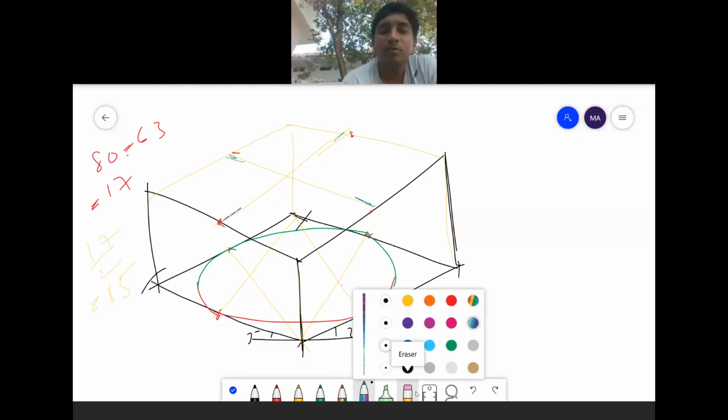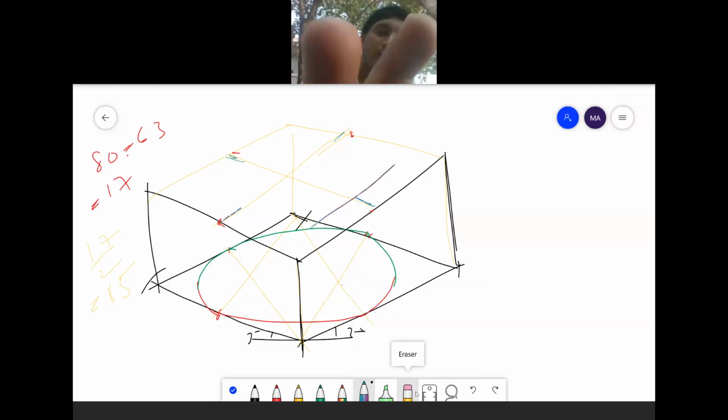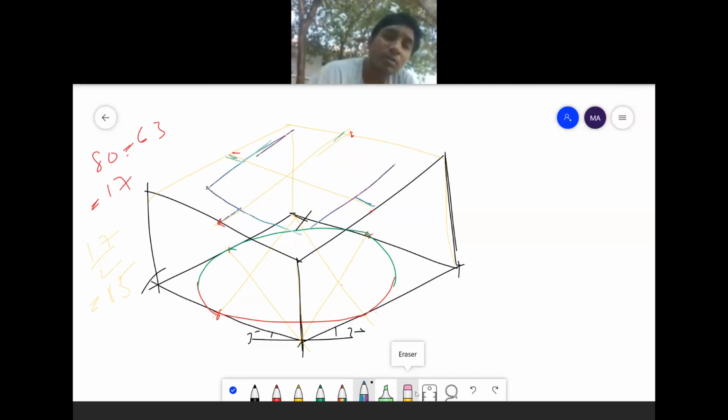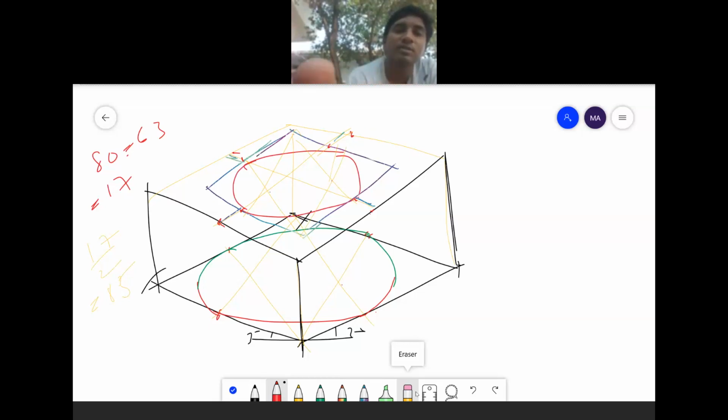Then I am drawing the lines parallel to this one, and this one, and this one, and this one. Again using the 4 center method, we have centers here, one center here, one here, one here, one here. Again using the 4 center method, I am drawing another circle. Take this as center, this as radius, and likewise for each arc.